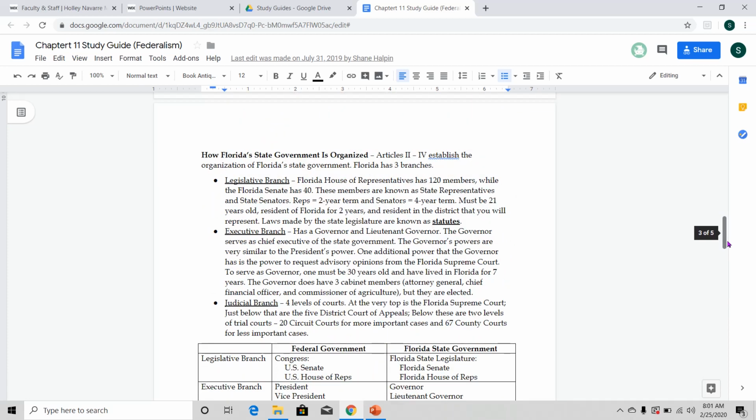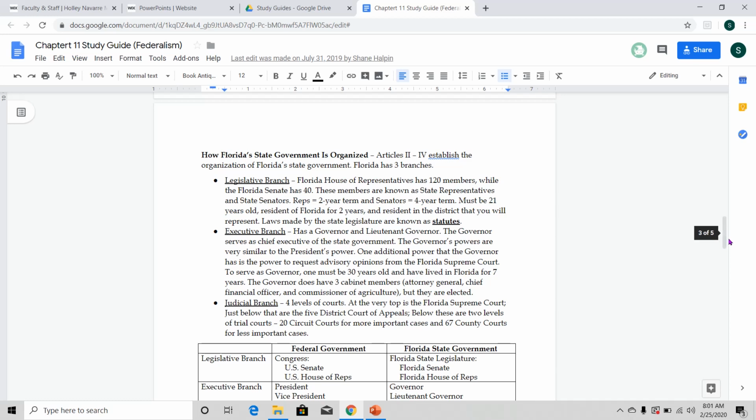Scroll on down to the next part right here. Here is where we're getting into the similarities of the structure of how your federal government is organized and how your state is organized. Your federal government is broken into 3 different branches, just like your state government is. And even your local government is broken into 3 branches too, which I know we're going to cover in a moment. They're all set up essentially the same way. It's like everybody has their job, their position.